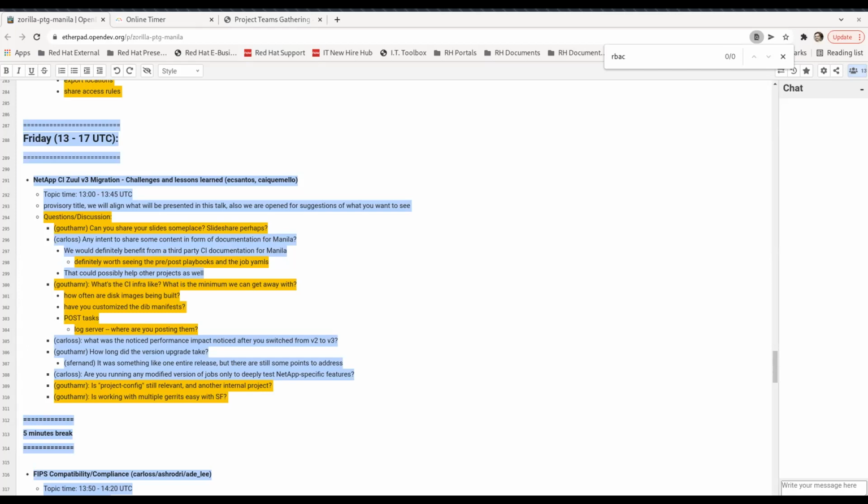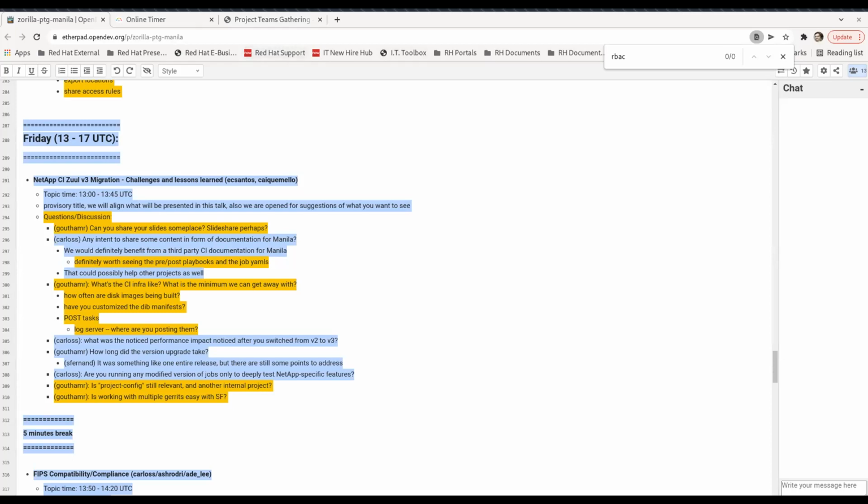Next one is, I think we have time for one more because we need to get to the next session. So what's the CI infra like, and what's the minimum we can get away with? And how often are disk images being built, or have you customized the disk image builder manifests or post tests or whatever?